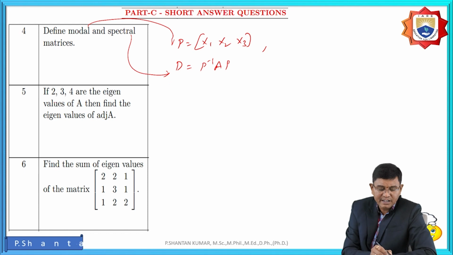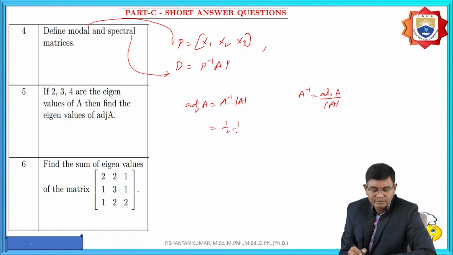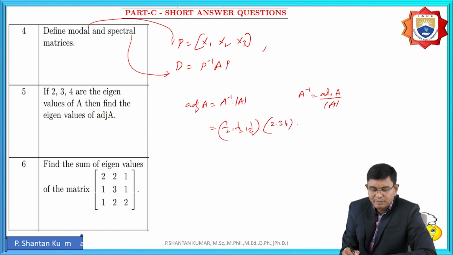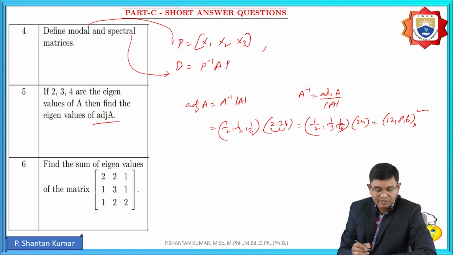If we need to find the eigenvalues of the adjoint of A: as you know, A inverse is equal to adjoint of A by determinant of A. So adjoint of A is A inverse into the determinant of A. A inverse has eigenvalues 1 by 2, 1 by 3, 1 by 4, into the determinant of A, which is 2 into 3 into 4, that is 24. It is 1 by 2, 1 by 3, 1 by 4 into 24: 4 threes are 12, 12 twos are 24. It is nothing but 12, 8, 6, the eigenvalues of the adjoint of A. Find the sum of the eigenvalues.